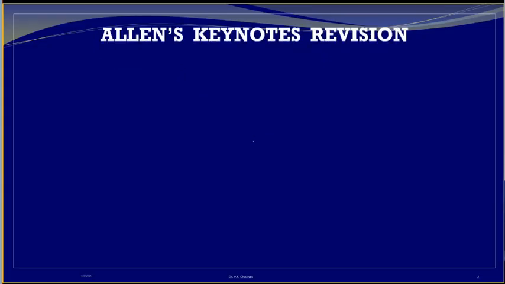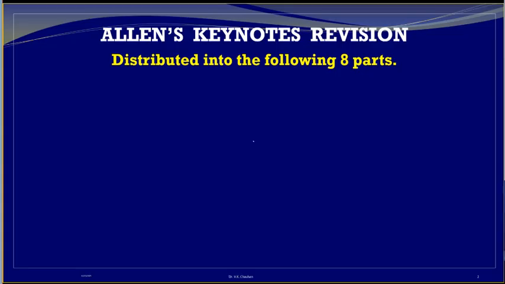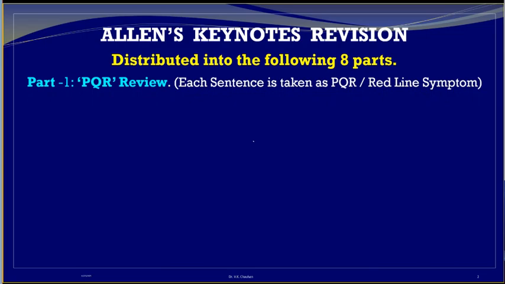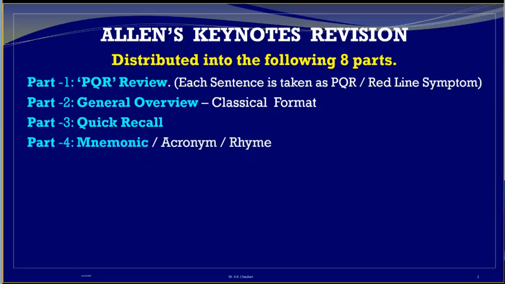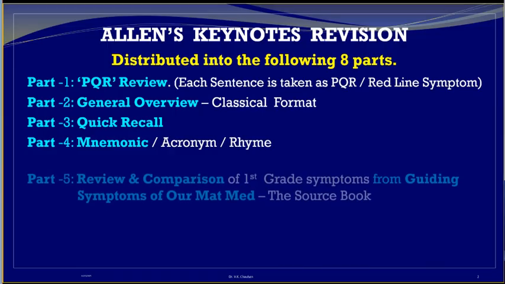This Allen's keynote revision has been distributed into the following 8 parts. Part 1 will deal with the PQR review. In PQR, each sentence is taken as a peculiar, queer, and rare symptom or red line symptom. Part 2 will deal with general overview in a classical format. Part 3 will have the quick recall. Within 2 minutes, you will be able to recall the remedy. And part 4 will be mnemonics, acronyms, and rhymes.